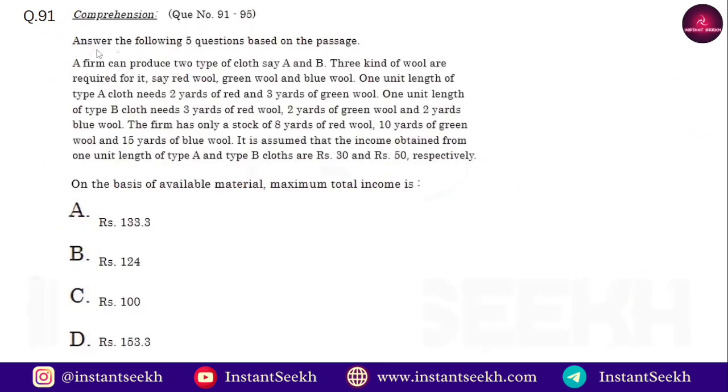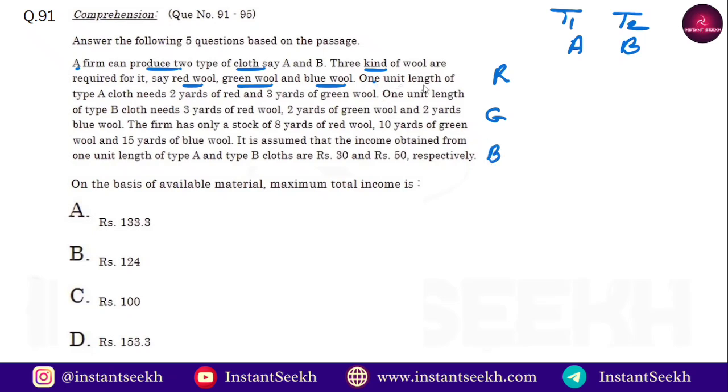Question number 91. Okay, so question number 91 to 95 is based on this particular comprehension. A firm can produce two types of cloth, let's say A and B. Okay, two types of cloth are there, A and B, that you can say type 1 and type 2. Okay, three kinds of wools are required for it. Let's say red wool, green wool, and blue wool. Okay, we will pen down red wool, green wool, and blue wool.